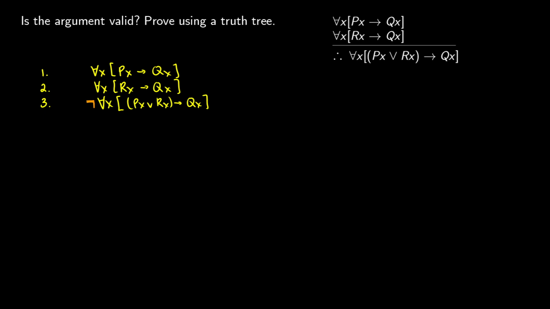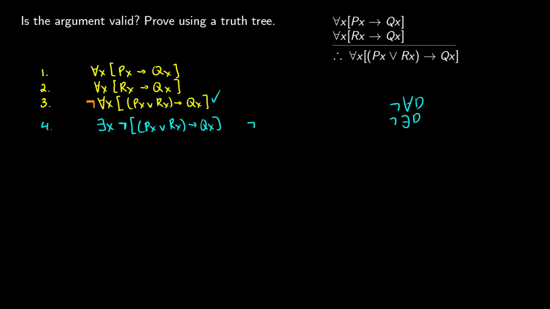Because we have negation, we're going to be using our not-for-all decomposition and not-existential decomposition quite a bit. In every single proof you'll need it, because you're negating a conclusion here. So that's what we're going to do first: negation on 3. We're going to get exists x, and it's really important that we put the negation outside of the bracket. So we'll get not, Px or Rx, arrow Qx, and then we can check off the previous step.